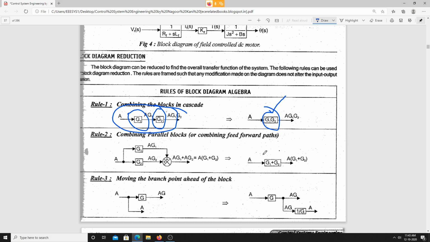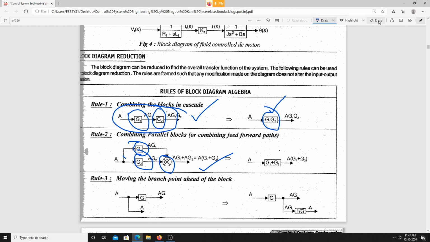Combining the parallel blocks. Here I have combined the series blocks. Now what I am doing is combining the parallel blocks. These are the two blocks which are connected in parallel. I have connected one summing point over here. Finally, the output of these blocks goes to a branch point.